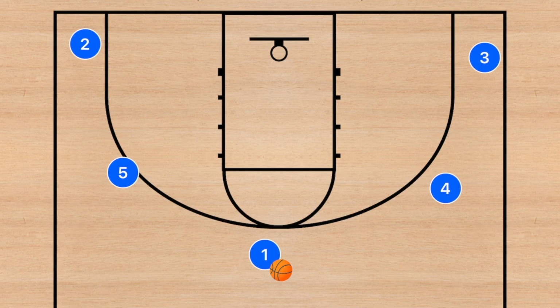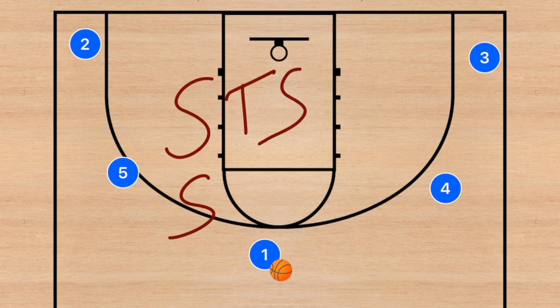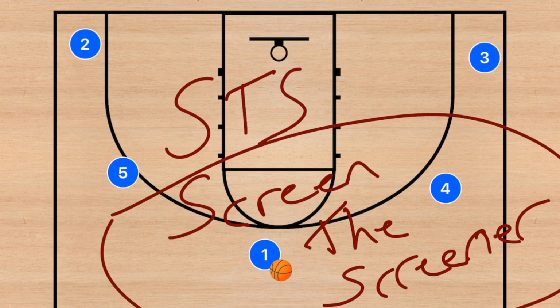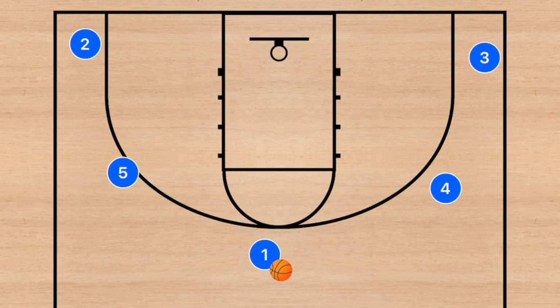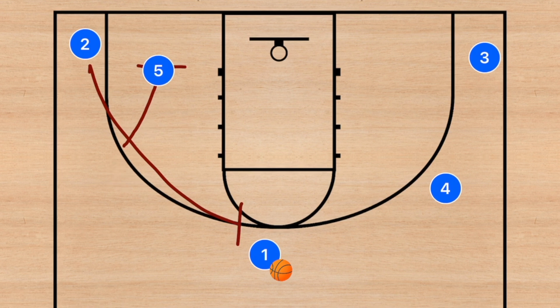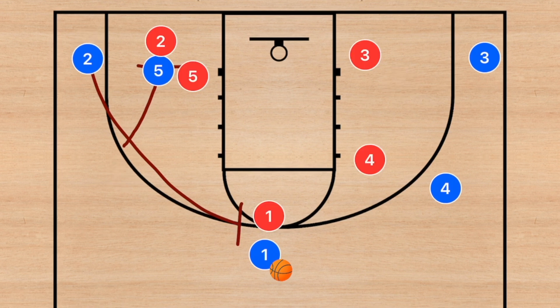Okay, so basically what an STS play is, a screen the screener basketball play, which basically means if we're running an STS, a very basic one would be if player 5 set a screen for player 2, who then set a screen for player 1. So this would be a screen here. The idea is we would then have a potential switch early on.